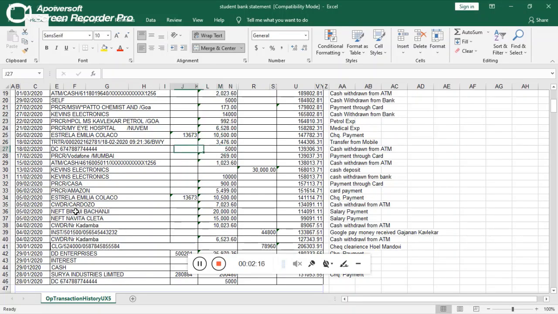Then other things I have already explained to you. ATM withdrawal, you can put it under drawings account. Kevin, select this again, what? This is the debit side. Kevin withdrawn from the bank. Cash withdrawal from the bank, you can pass a contra for that. PRCR, you can put it in any expense account. PRCR, Amazon payment, you can put Amazon payment under indirect expenses. Estrella Culasso, again the rent payment. Cash withdrawal from the bank, this you can put under drawings account.